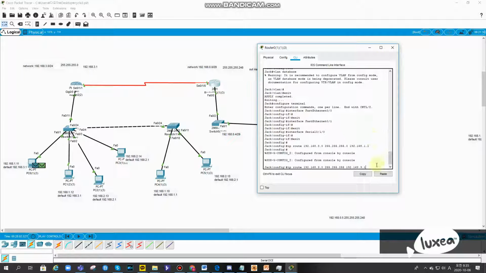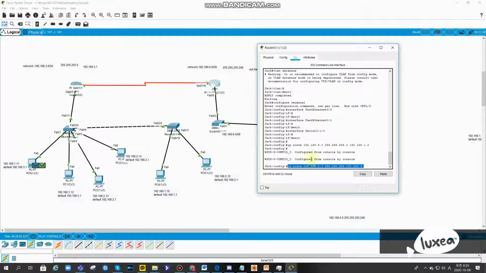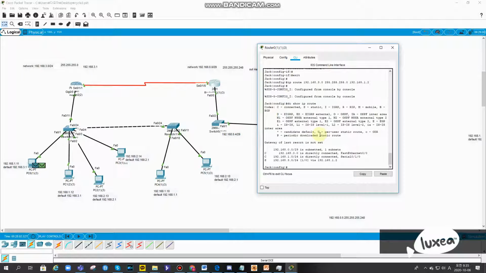So this is how you guys easily connect it together. And after that, what did I say? You guys have to check it. How? Show IP route. So if you guys see an S in here, it means static routed. So it is completed. You guys made it.